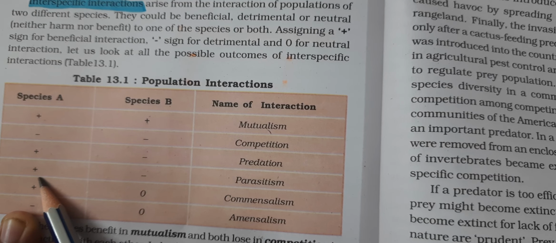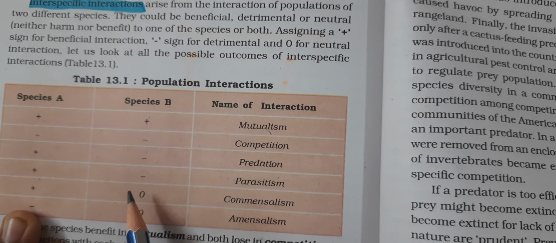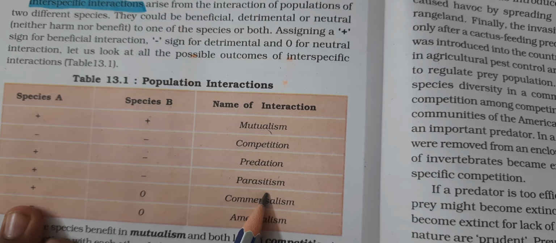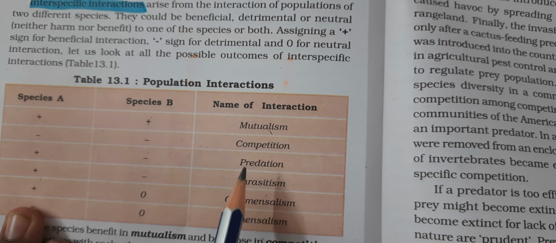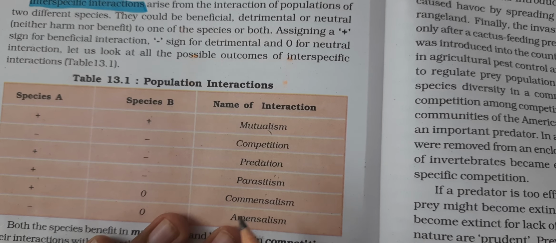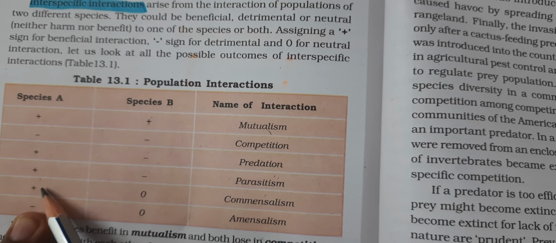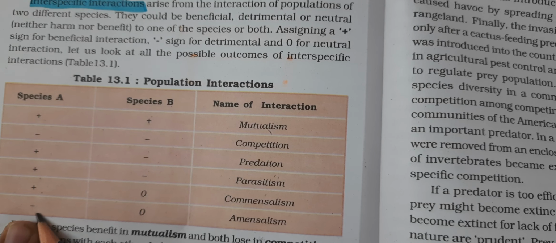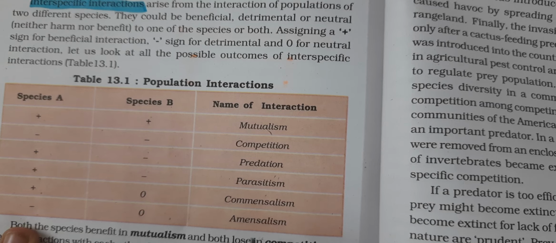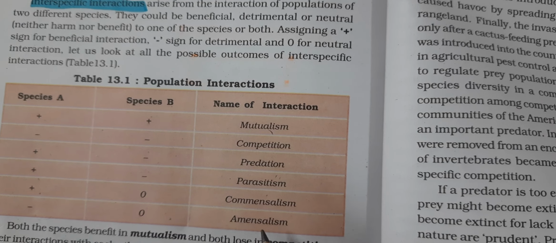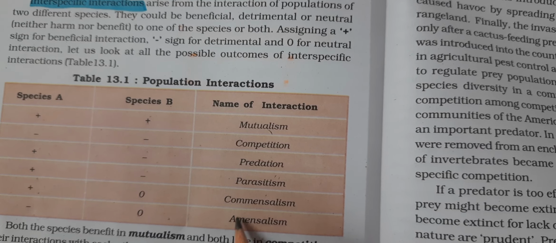When one is affected and the other species is also affected, it is parasitism. Predation and parasitism are almost the same but completely different notions. They have similarities but are completely different notions. And when one is benefited and the other neutral, it is commensalism. When one is not benefited and the other is zero, it is amensalism. You might not have heard these terms.